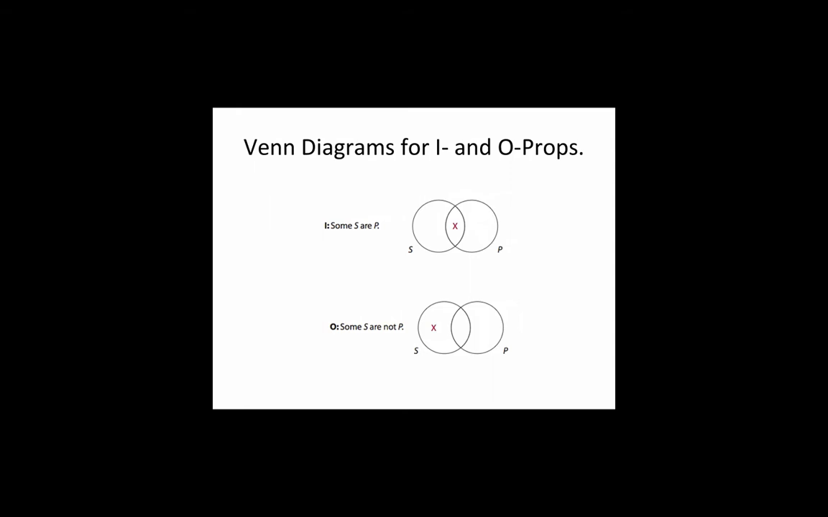The X outside the P class in the O proposition says there is an S and it is outside the P class. Another way you might consider this when you're thinking about the concept of distribution is that the P class rejects or precludes any S from participating in it or from being a part of it. So there is at least one S that is completely outside of P.